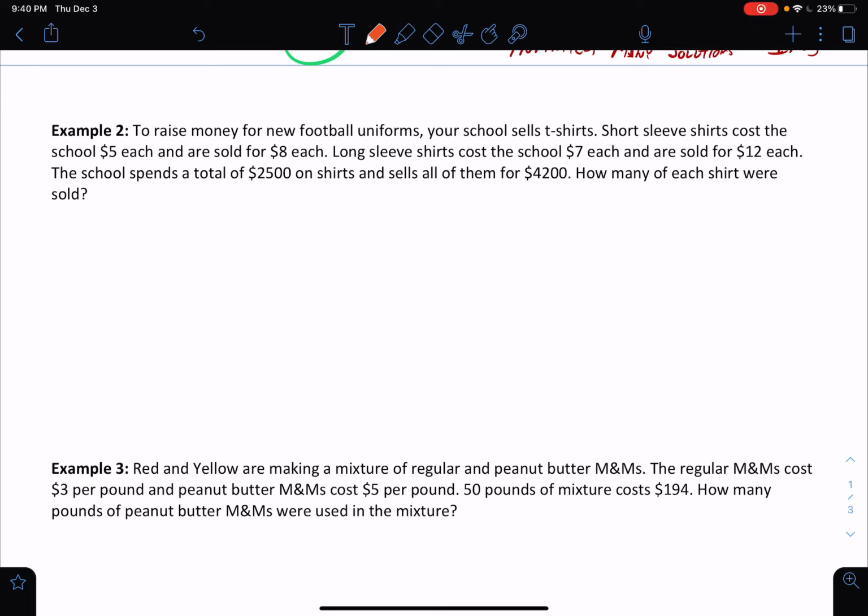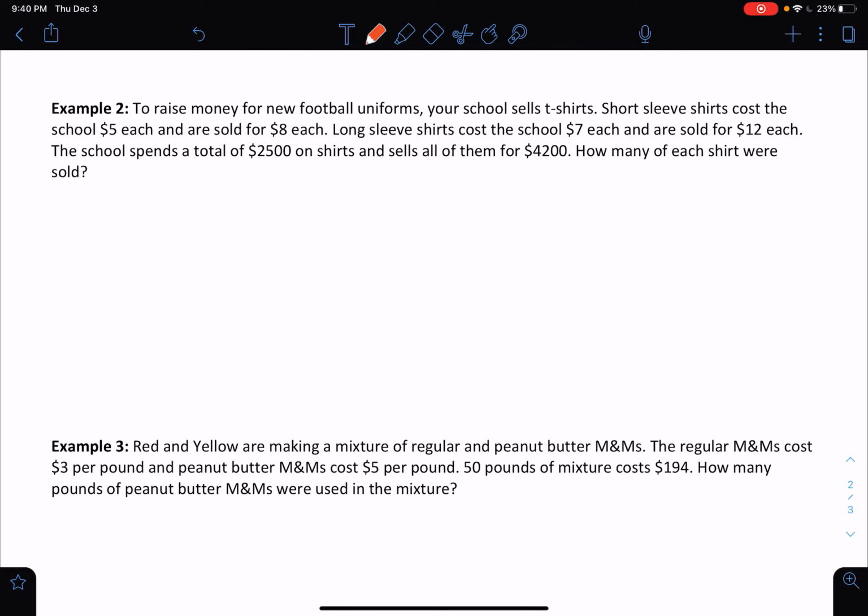Alrighty, so to wrap up elimination and just solving systems in general, we're going to knock out some word problems. In example 2, to raise money for new football uniforms, your school sells t-shirts. Short sleeve shirts cost the school $5 each, but are sold for $8 each. Long sleeve shirts cost the school $7 each, but are sold for $12 each. The school spent a total of $2,500 on shirts and sells all of them for $4,200. How many of each shirt were sold?